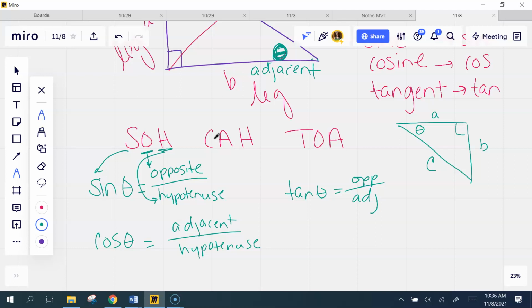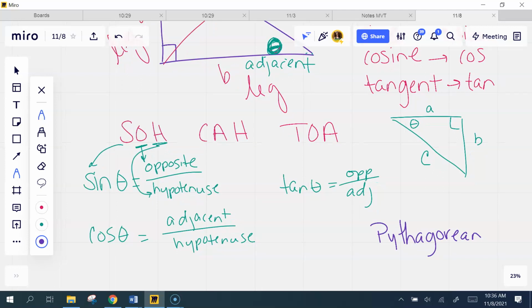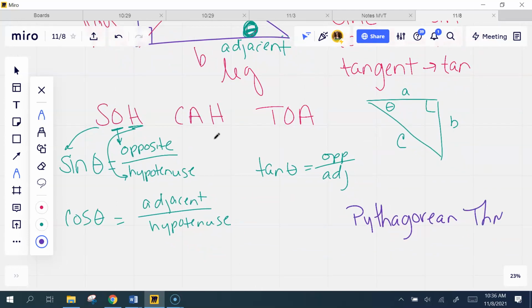Going right along with this, you learned a very famous theorem in geometry that involves the side lengths of a right triangle. Everybody remembers it. It's called the Pythagorean theorem. And remember, this also has to be a right triangle. The sum of the squares of the two legs is equal to the square of the hypotenuse.